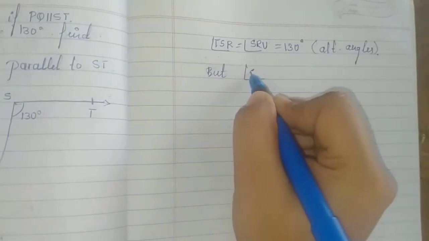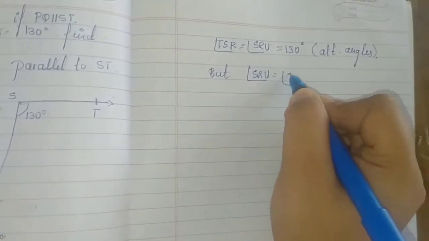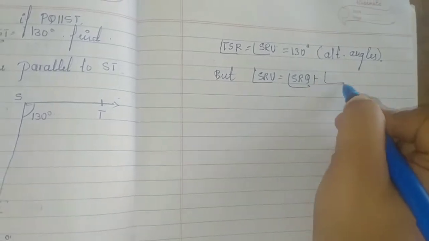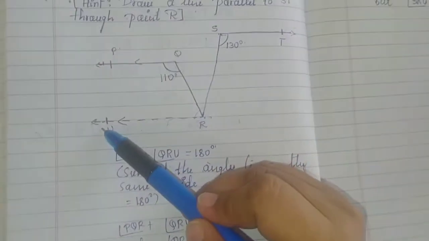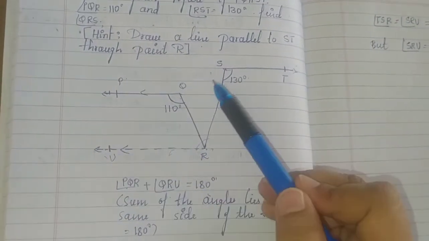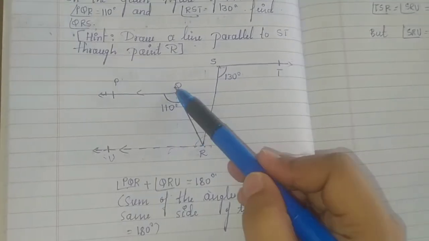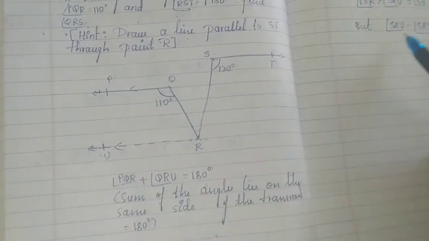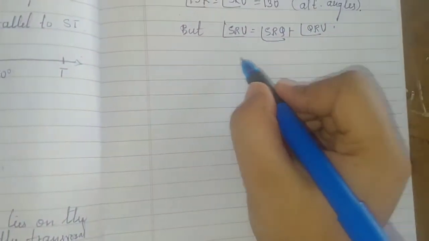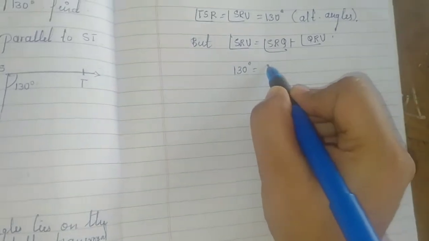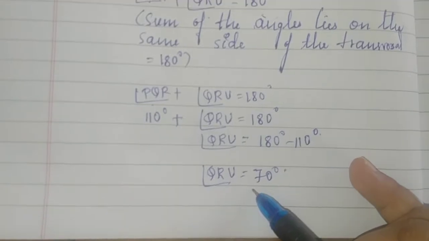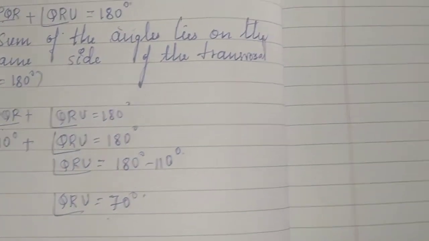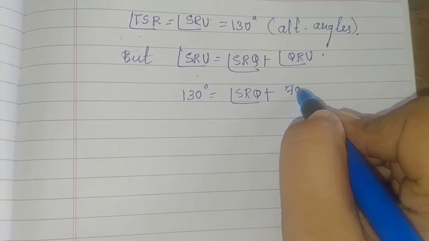But angle SRU is equal to angle SRQ plus angle QRU. Here you can see angle SRU is there. We know that angle SRU is the combination of the two angles, that is SRQ and QRU, isn't it? The same thing I have written over here. Angle SRU is 130 degrees, and angle SRQ we have to find now, and the value of angle QRU is 70 degrees, right? So I'm going to write the 70 degrees over here.